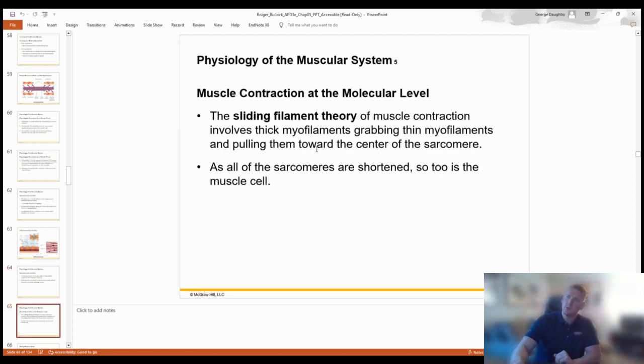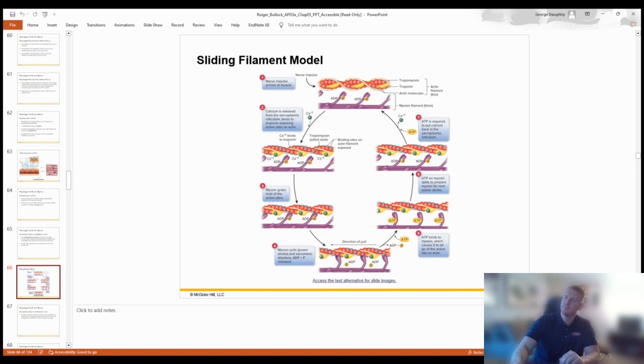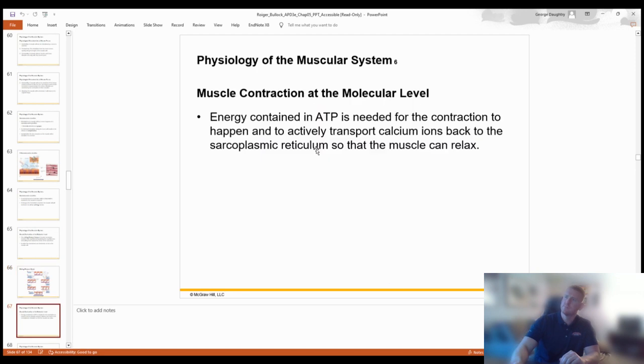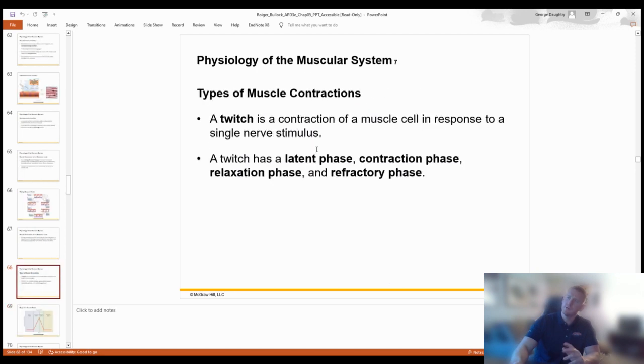Okay. Do know the sliding filament theory. When a muscle shortens, myosin cross bridges are pulling the actin inward, and they literally slide across each other. Okay, and that's the nature of muscle contraction. ATP, of course, is needed, and I do want to talk about this twitch phenomenon of excitation.